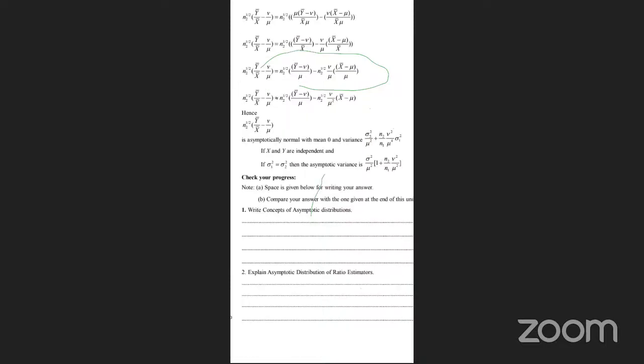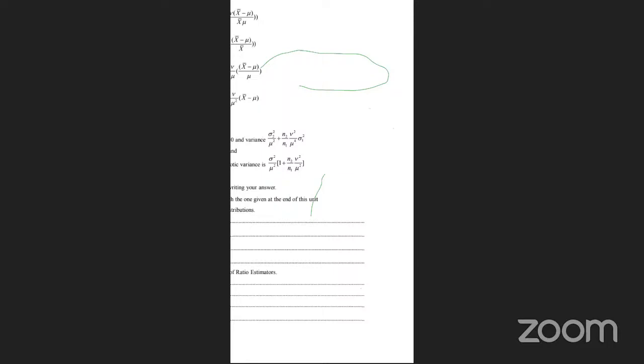Check your progress. Space is given below. So these are the questions. Please read them. These are very important for your examination. Concept of asymptotic distributions, asymptotic ratio estimators.